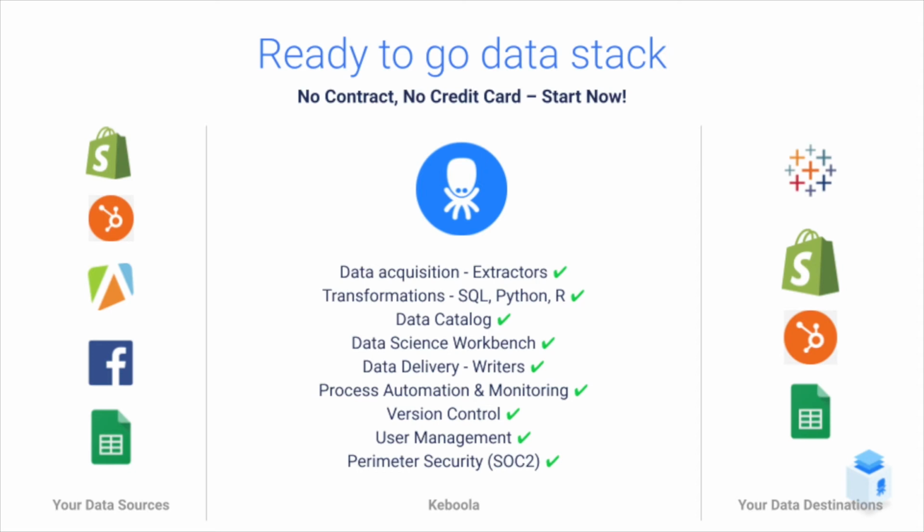Keboola is a multi-cloud data ops platform that provides a state-of-the-art microservices layer on top of your systems. It covers the whole data stack. That includes ingestion, data warehousing, transformations and data science, sandboxes and experimentation environments, orchestration, versioning, and more.